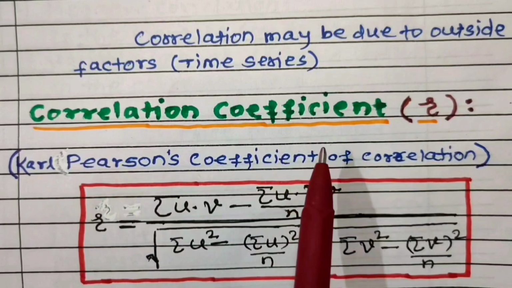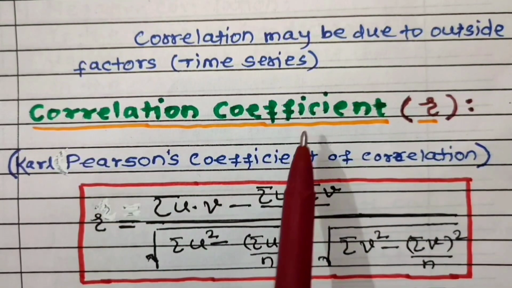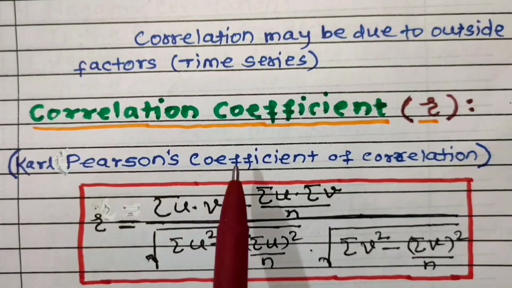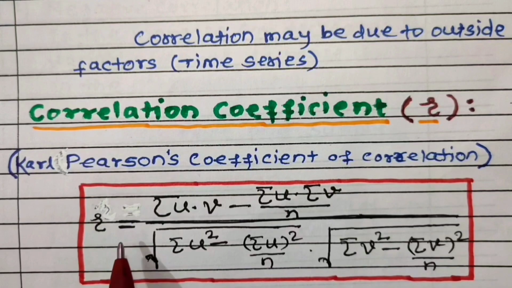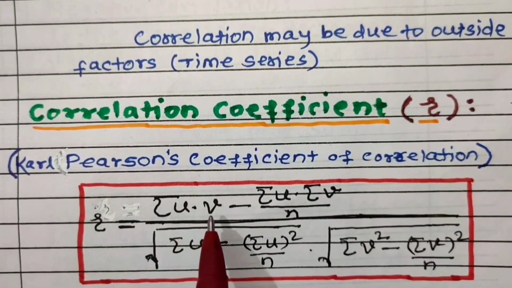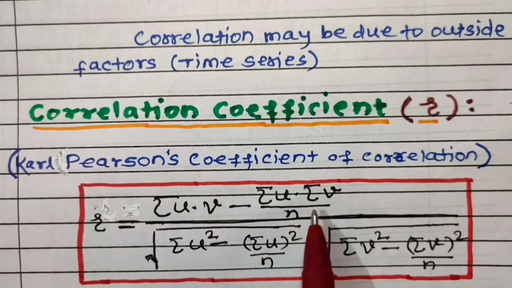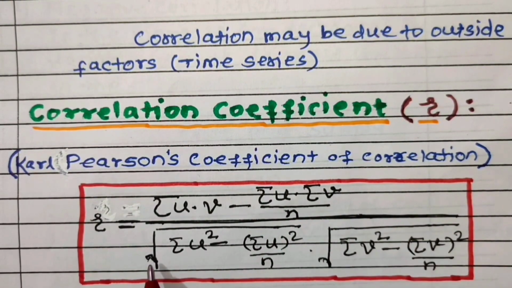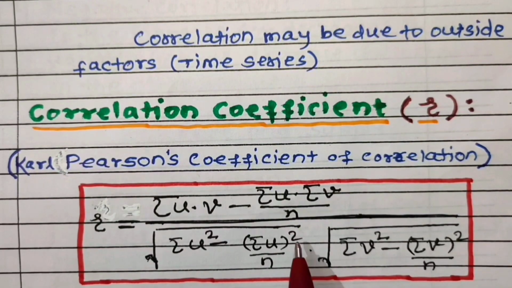Now correlation coefficient, which is given by small letter r. This correlation coefficient is also known as Karl Pearson's coefficient of correlation, and r is equal to, in numerator, summation of u into v minus summation of u into summation of v divided by n, whole divided by square root of summation of u square minus summation of u its square divided by n, into square root of summation of v square minus summation of v its square divided by n.